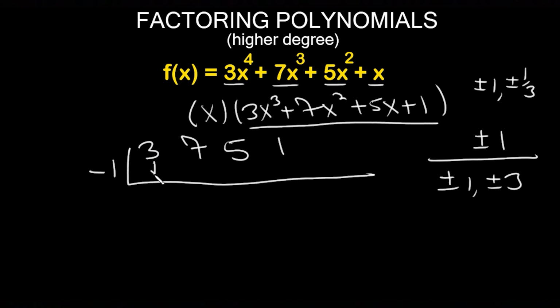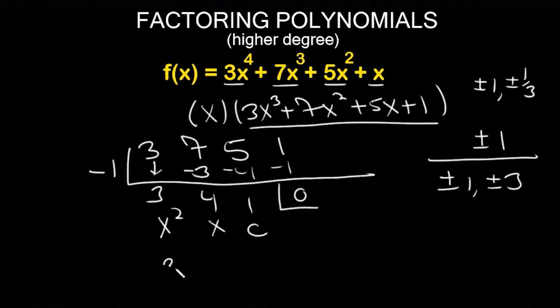I'm going to bring down 3, and then I'm going to multiply, and then I'm going to add. Multiply, and then add, multiply, and then add. There's my remainder of 0. So now technically this is x squared, this is x, and then my constant, so I'm left with 3x squared plus 4x plus 1. Is there an easy way to factor it? Can we pull out a greatest common factor? And we cannot here. So we're going to have to do the AC method, and we're going to have to factor by grouping.